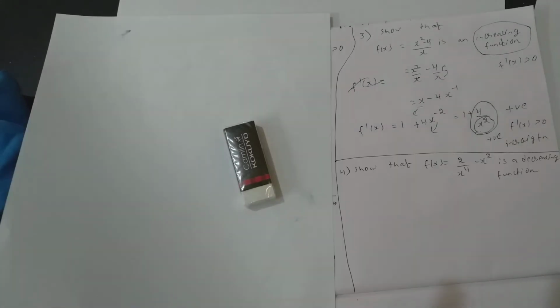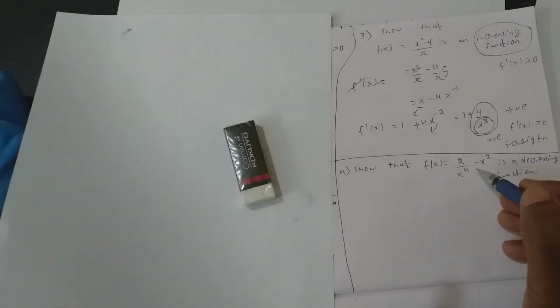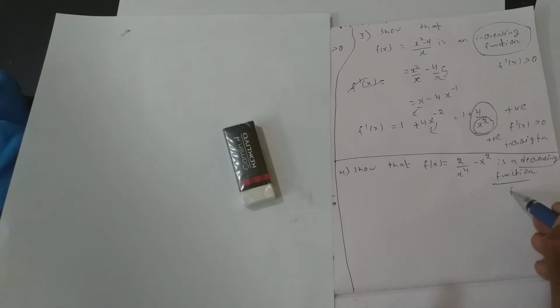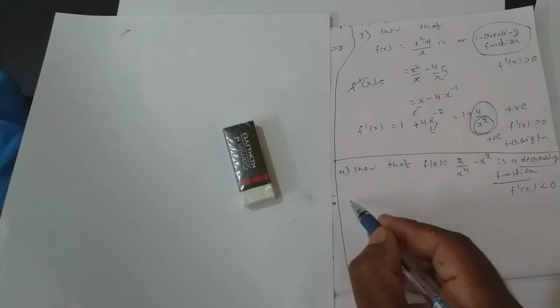Am I clear? This is how you need to show whether it's increasing or decreasing. Now next sum. Show that f of x equal to 2 by x power 4 minus x square is a decreasing function. How can I show it's decreasing? If my f dash x is less than 0, then I can say it is decreasing. For that I need to find f dash x.